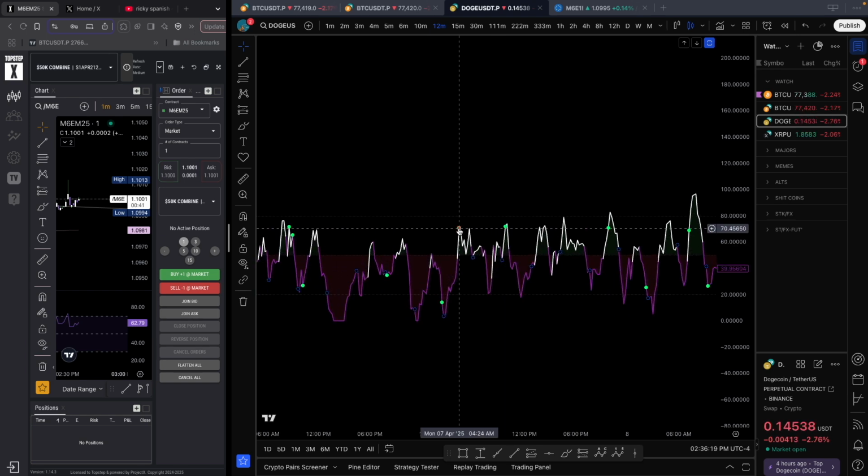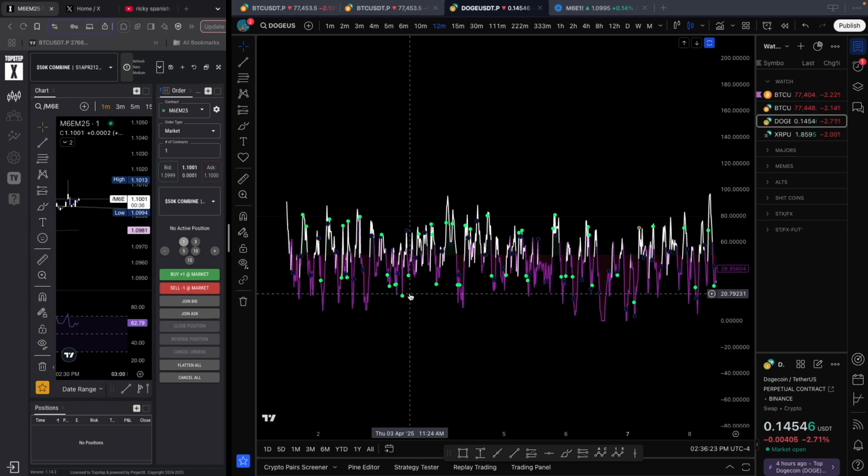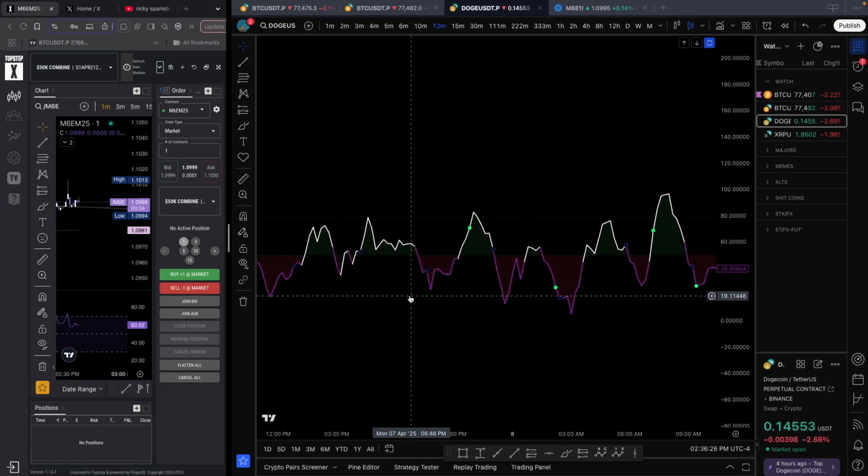So like right here, we got a fake out call. That's a fake out with that red X on top of the green. And that's pretty much it.